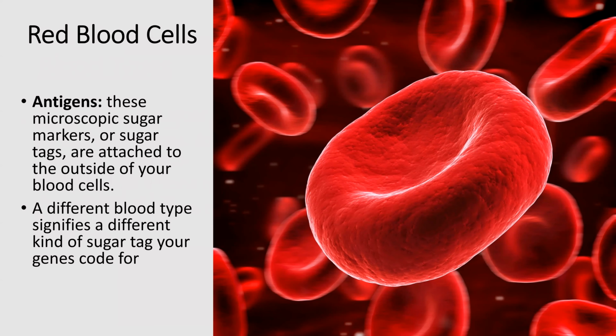So like I said, we call these things, these sugar tags, antigens. They're microscopic sugar markers or sugar tags that are attached to the outside of your blood cells. So they kind of like stick up microscopically all over the surface of each blood cell in your body. A different blood type signifies a different kind of sugar tag that your genes code for. So AB type blood does not have the same sugar tags that just B type or just A type blood has.